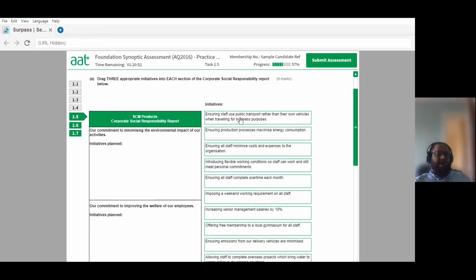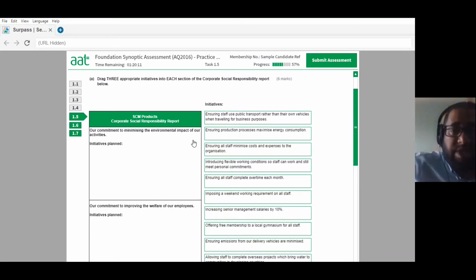So here, ensuring all staff use public transport rather than their own vehicle when traveling for business purposes. That is straight away off the bat an incorrect answer. You don't ensure all the staff use public transport, especially when it comes to business purposes, because public transport can be kind of tedious and can let you down with the timing and everything. And then of course it's not going to be financially viable. You can't make them use public transport while you're working unless they provide you with the reason and the money to go there. Okay, so that's definitely not an answer.